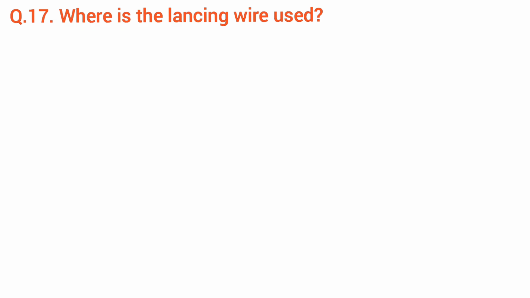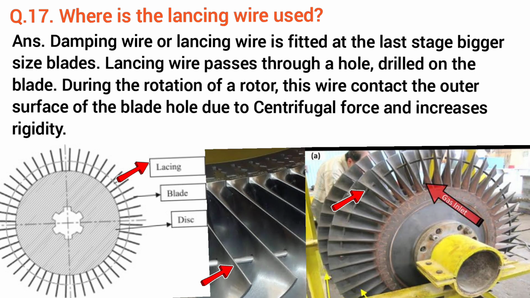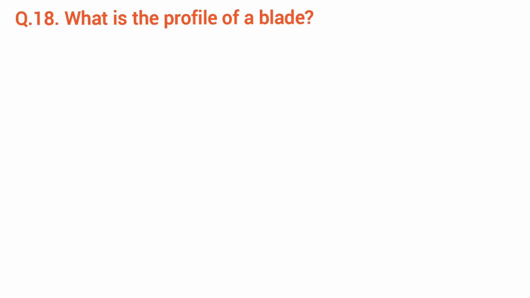Where is the lancing wire used? Damping wire or lancing wire is fitted at the last stage, bigger size blades. Lancing wire passes through a hole drilled on the blade. During the rotation of a rotor, this wire contacts the outer surface of the blade hole due to centrifugal force and increases rigidity.